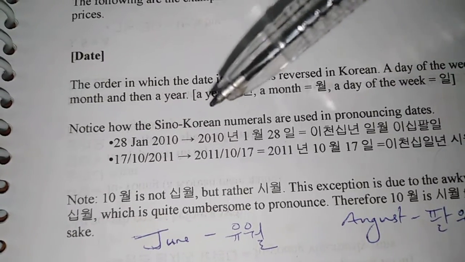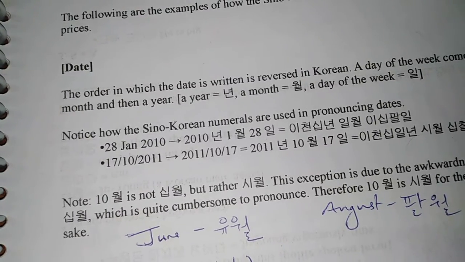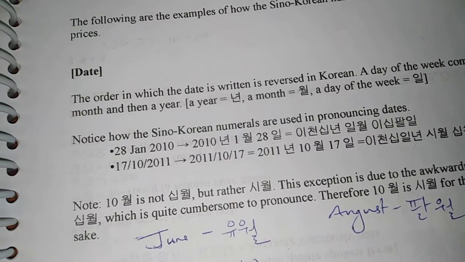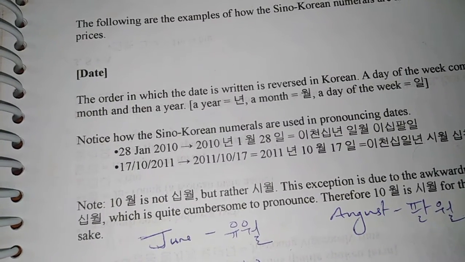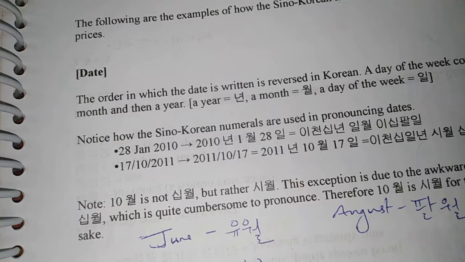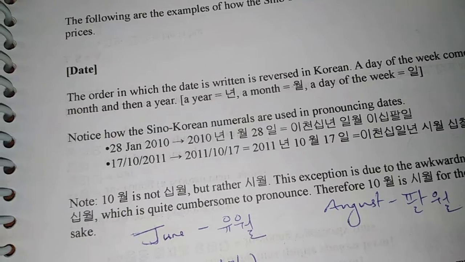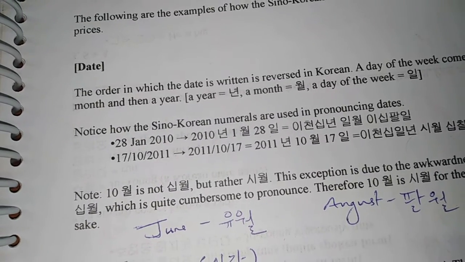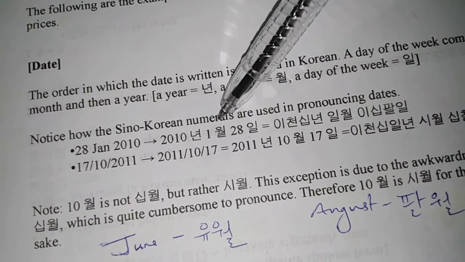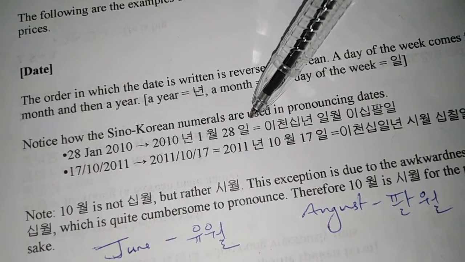In English, we would have the date first, and then the month, and then the year. But in Korean, the order is completely reversed. So you have the year first, month second, and then the date at the last. And you have suffixes for all of this to indicate what is what. So for year, the suffix is 년. For month, the suffix is 월. And for day, the suffix is 일.